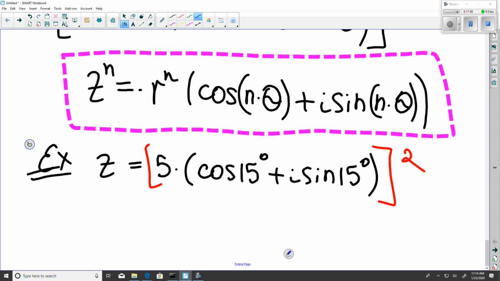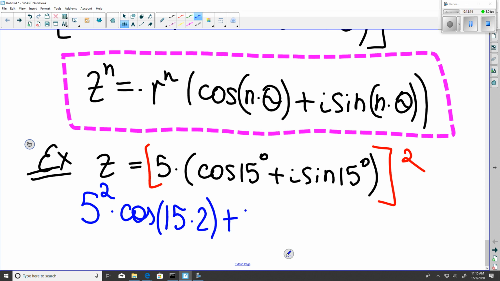I have a question. Yes, ma'am? Why can't we treat it like a plus b squared, parentheses squared? Because it's polar form, it works a bit differently. So rather than making cosine n times bigger, we just make the angle theta n times bigger? We make the angle n times bigger, yes. And is this true for all polar coordinates? All polar coordinates, yes. So what happens is 5 squared, cosine, i sine 15 times 2. Let me put parentheses over here.